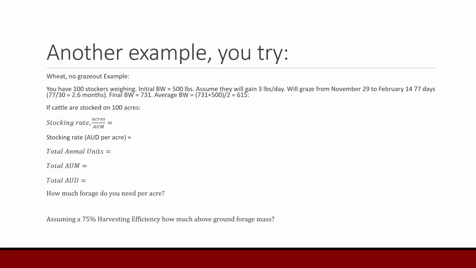Divided by 100, you get it per acre. 1,231. Okay, so that is grazable. Okay, so this is wheat pasture. It's an annual forage. I'm going to assume that we can graze it a little harder. Okay, so take that, divide that by 0.75. So we need 1,641 pounds of above ground forage mass.